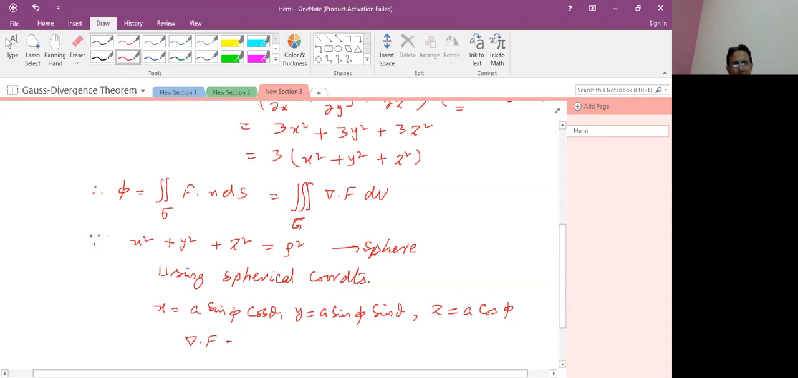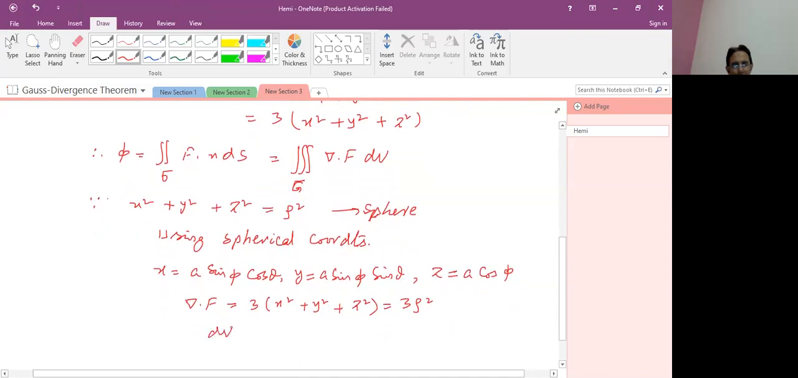del dot f is equal to 3 times x squared plus y squared plus z squared, because it is equal to rho squared. So it is 3 times rho squared, and dV in spherical coordinates is equal to rho squared sine phi d rho d phi d theta.